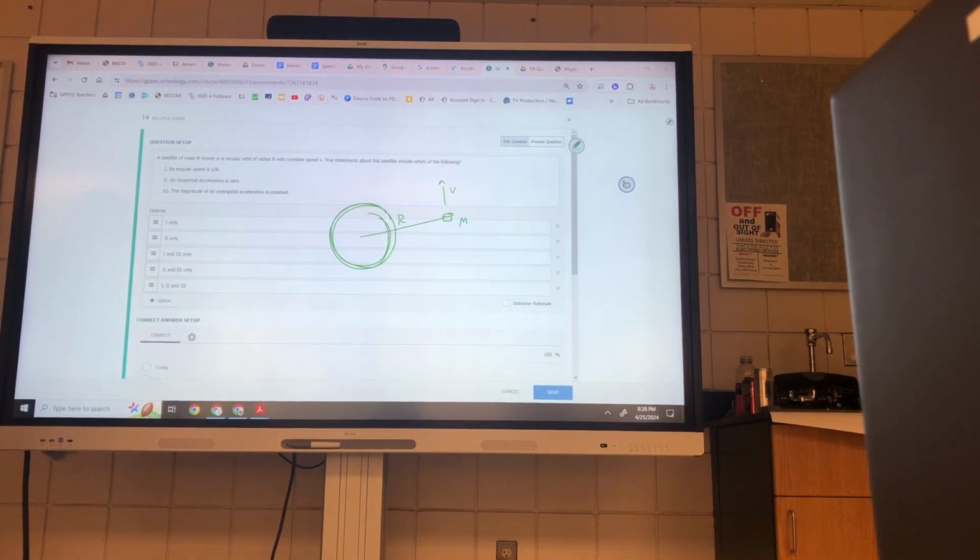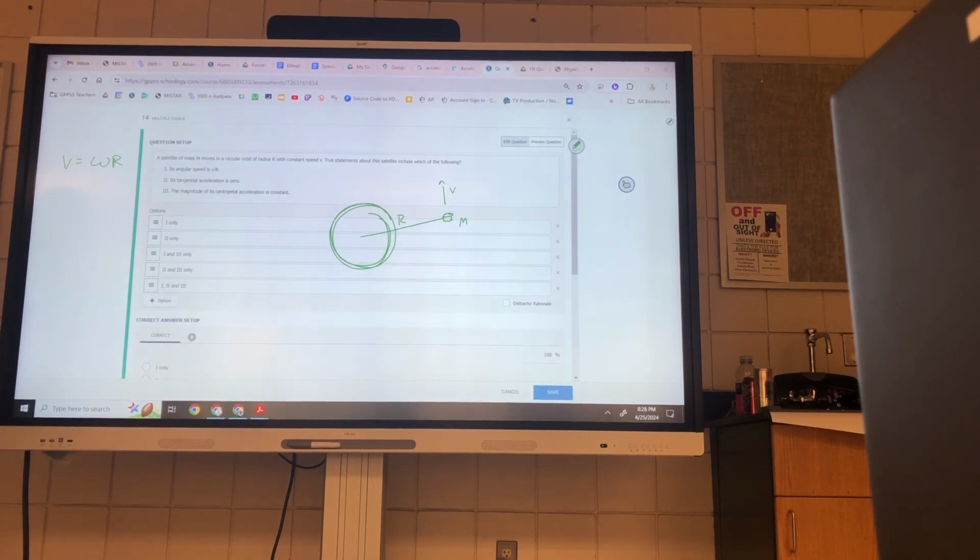Its angular speed is v over r. Is that true? Isn't v equal to omega r? Yeah. They just threw that out there, it seems kind of random, but that's probably true. That seems okay to me.